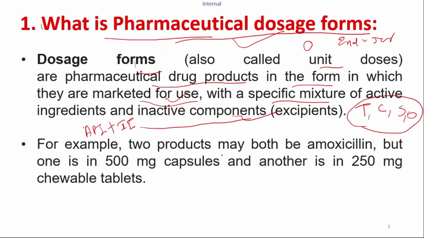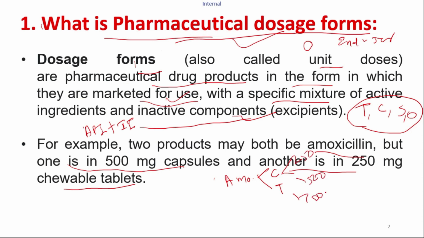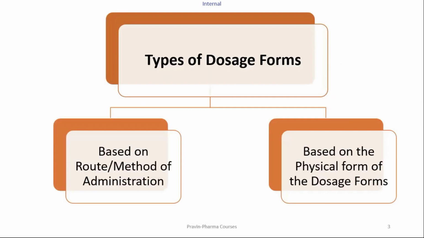For example, two products may both be amoxicillin, but one is in 500 mg capsules and another is in 250 mg chewable tablets, right? So you need to understand that, suppose there is one drug, amoxicillin, so it can be either in capsule or in tablet form, and it can differ in the mg also. One is 250 mg, one is 500 mg, one is 700 mg. Whatever mg depends on the dose the patient is prescribed, right? The patient needs to take it. So this is known as the pharmaceutical dosage forms.